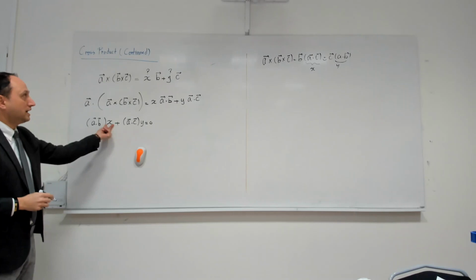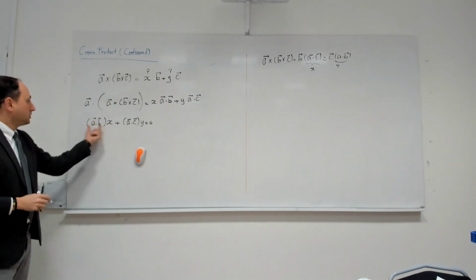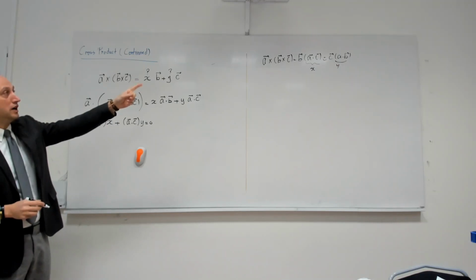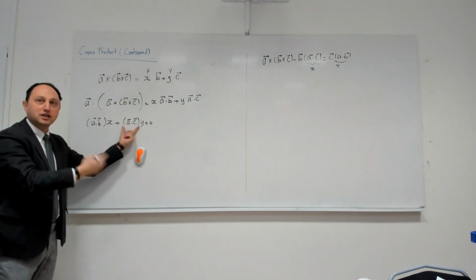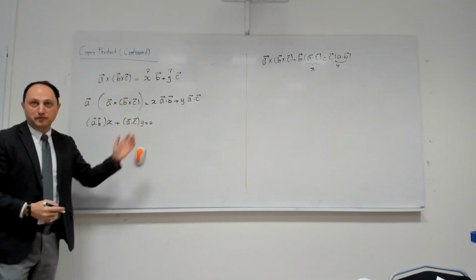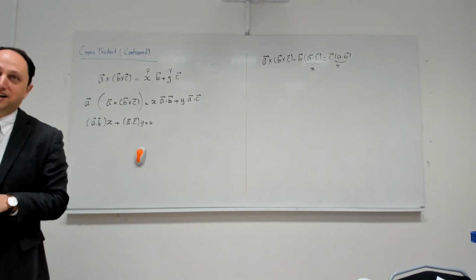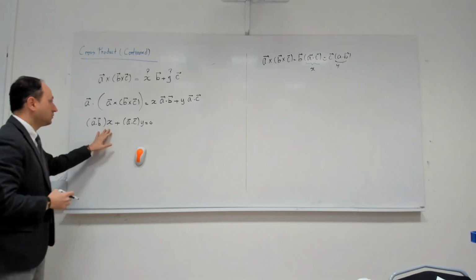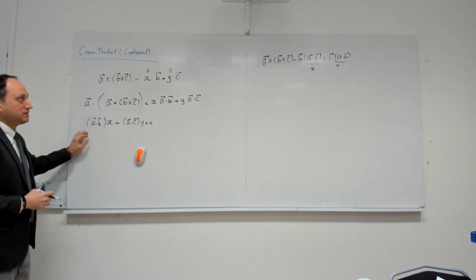If instead of X I put A dot C, this becomes A dot B, A dot C. And instead of Y, if I put minus A dot B, this becomes minus A dot C, A dot B, which is 0. But finding the second equation is actually hard. I try to find a second equation which will work, but it is not that straightforward.